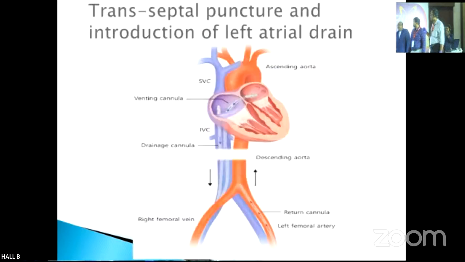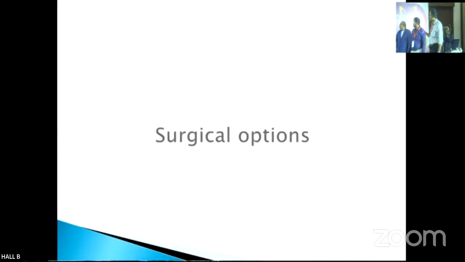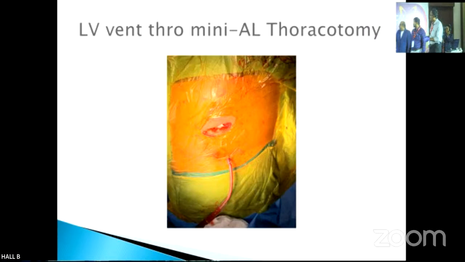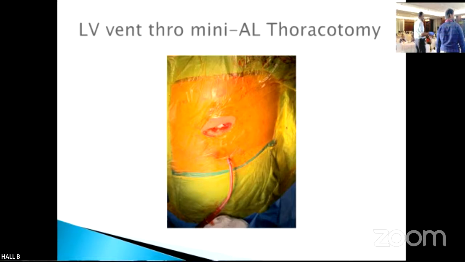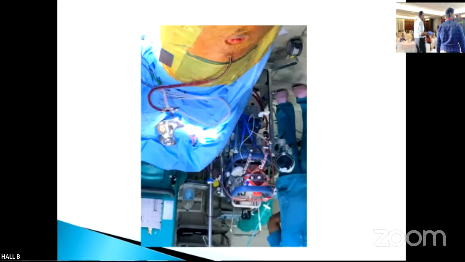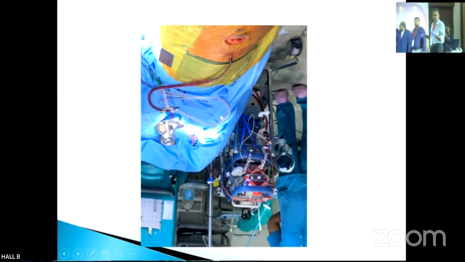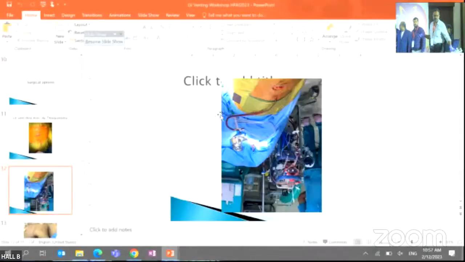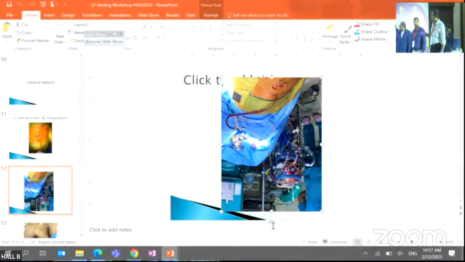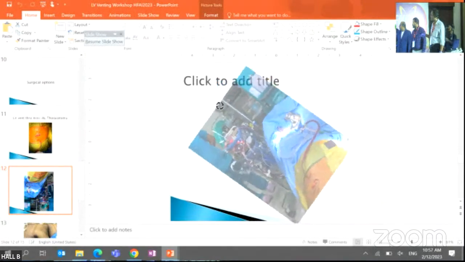Next. Surgical option wise, I don't know whether you have listened. This is a small incision made, and we place an LV vent in the LV apex. Next. Connect that to the drainage limb of the cannula, that is the venous side of the cannula. So there will be a suction force and it can empty it to the ECMO, and the LV will be emptied.